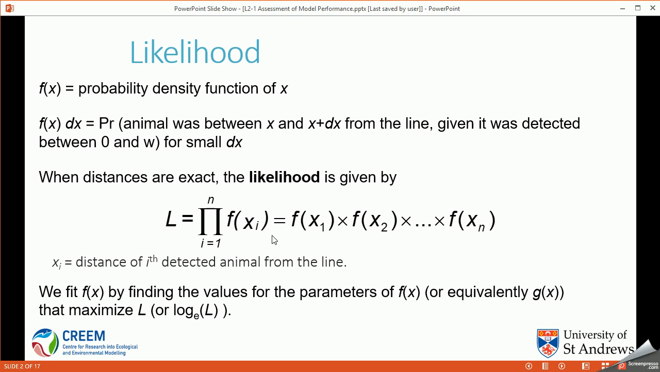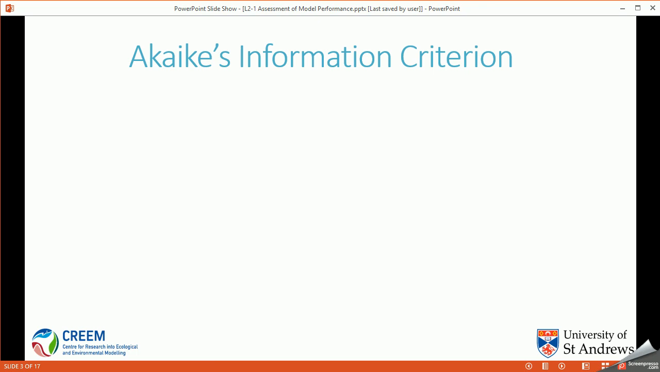And we could do that mathematically, and Distance does that internally. In fact, we don't maximize this likelihood. It turns out that it's easier to maximize the log of a likelihood than it is to maximize a likelihood. And that's partly because the log of a product is the sum of the logs, and it's easier maximizing things that have sums than things that have products. So we maximize this log likelihood, and the parameter values that maximize the log likelihood are exactly the parameter values that maximize the likelihood. So we maximize the likelihood.